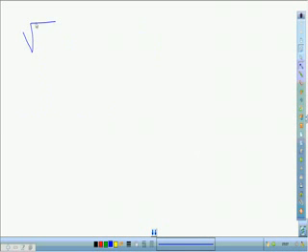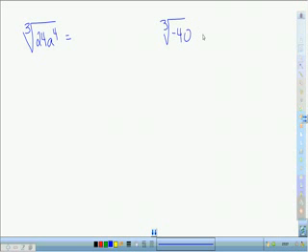You try these two on your own. The cube root of 24, a to the 4th, and the cube root of negative 40, x to the 6th. Try both of these on your own, and then we'll go over them.